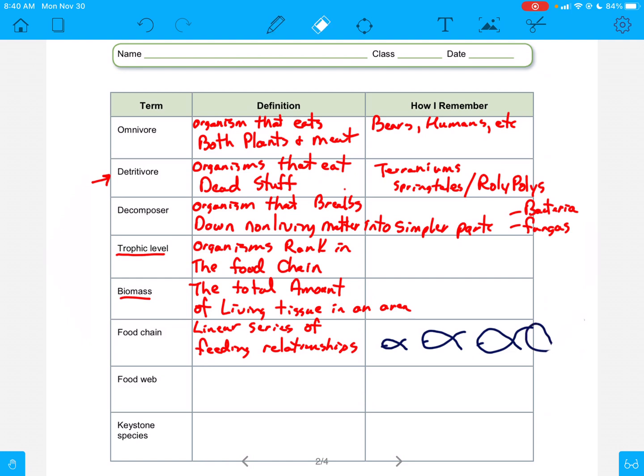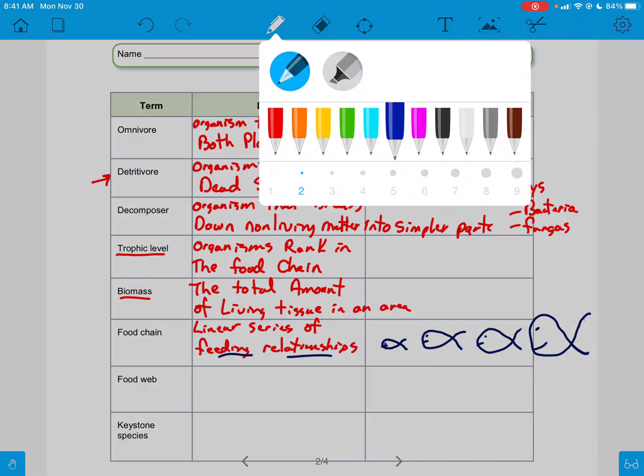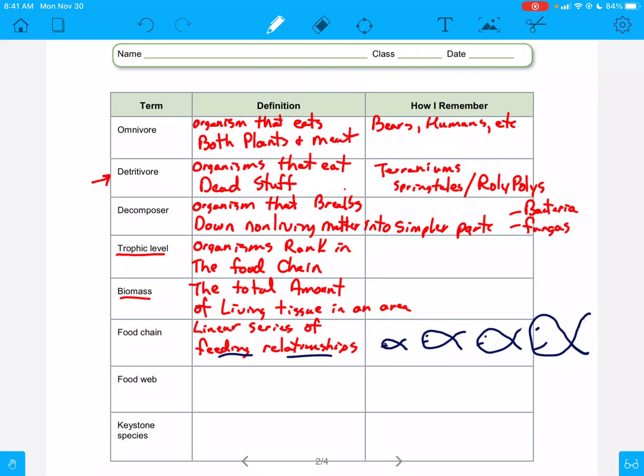Don't do it. I can't draw a big fish, you guys. You are looking at someone who cannot draw. So this would be the really bigger fish. Okay, so he's like, yes, I'm going to eat you. No, and they're all running away. Okay, so that's going to be the feeding relationship that we're talking about here. Hopefully you guys can draw better than I can.